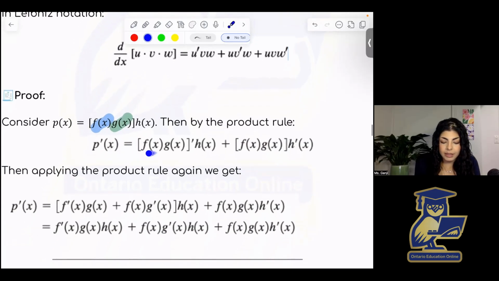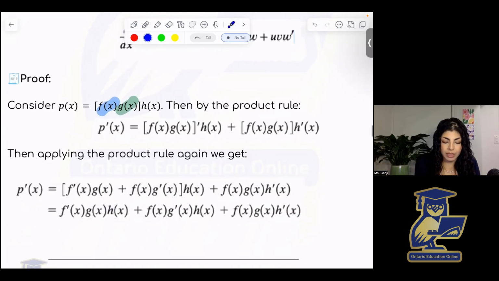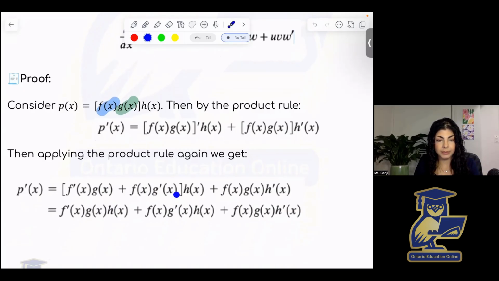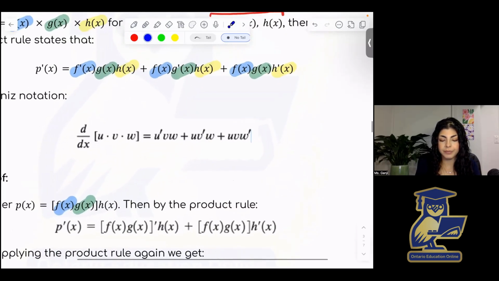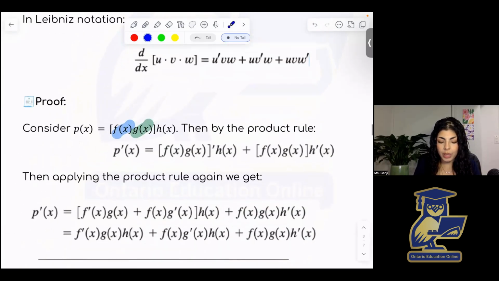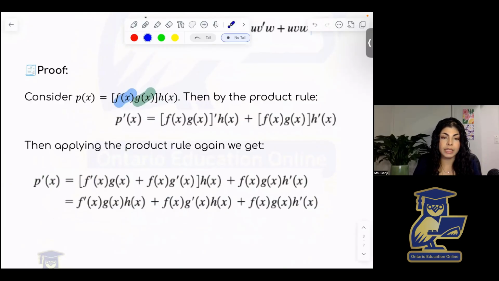But then this itself is a product. So we have to apply the product rule again, which gives us f prime of x, g of x plus f of x, g prime of x. And this was multiplied by that h of x to begin with. And over here, we just have f of x times g of x times h prime of x, which is actually our last term here. And now we get the other 2 terms from expanding this, and this is exactly our product rule.